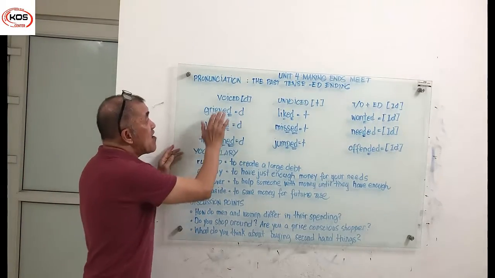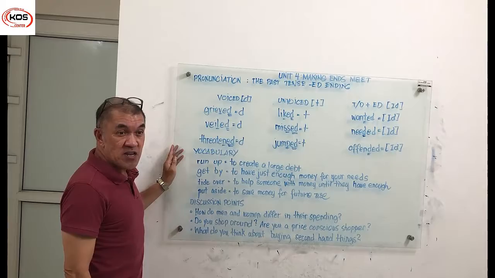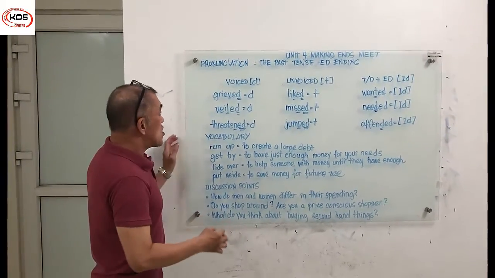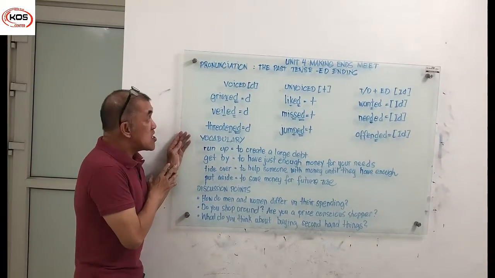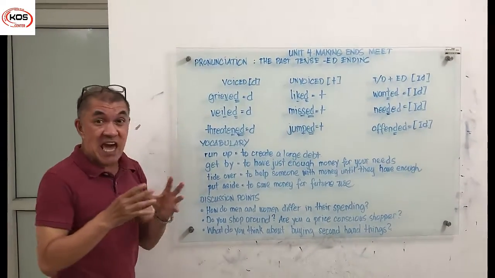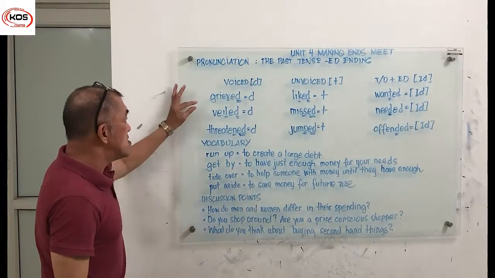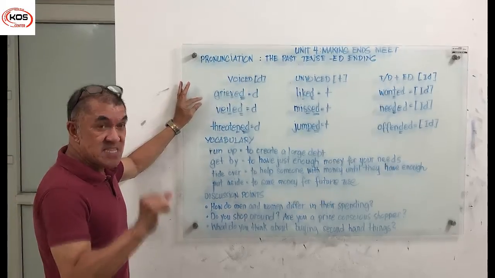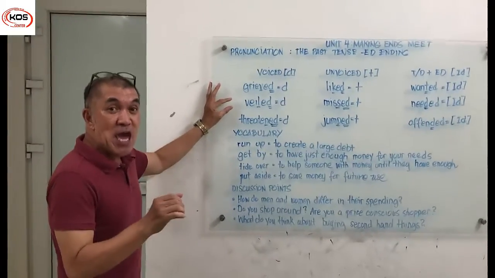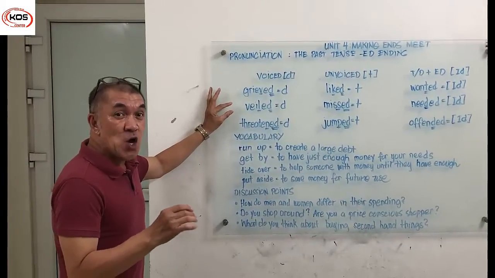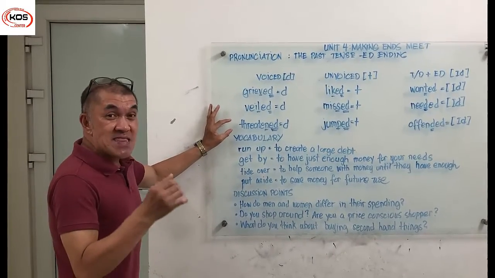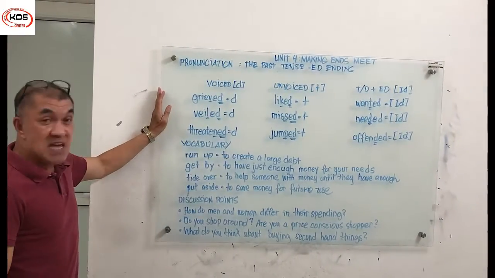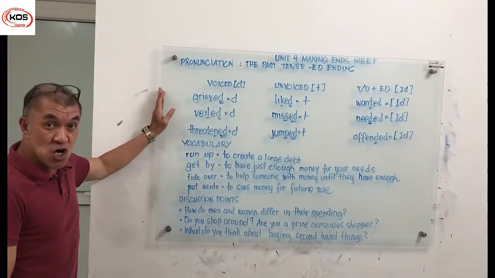So, first we have the voiced pronunciation of the ed part. It sounds like a D. So here are examples of words whose ed endings are pronounced as D. Example, grieved. Okay, next, veiled. Threatened. There you go. All those sounds of the ed here are pronounced as D.